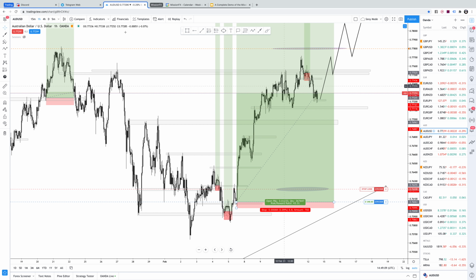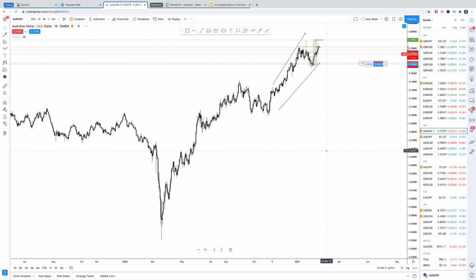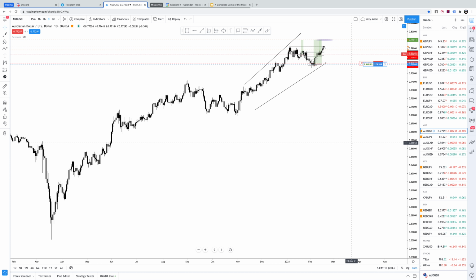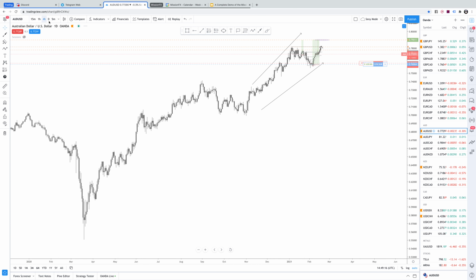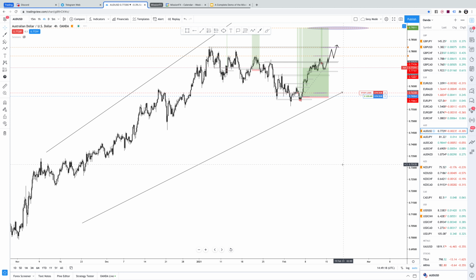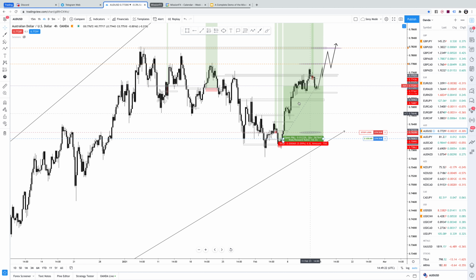I'm much more comfortable just leaving it open, letting it go. And if this thing is going to play out on the daily, it'll run up here and make a new high, and that'll be some great profits. It'll wipe out all the little small trades, small losses, break even, small profit. So I'm fine with just leaving it open.